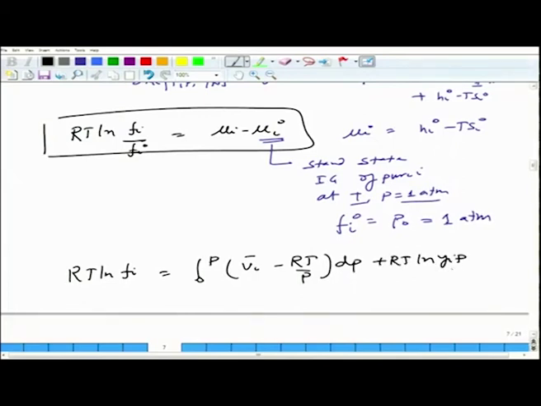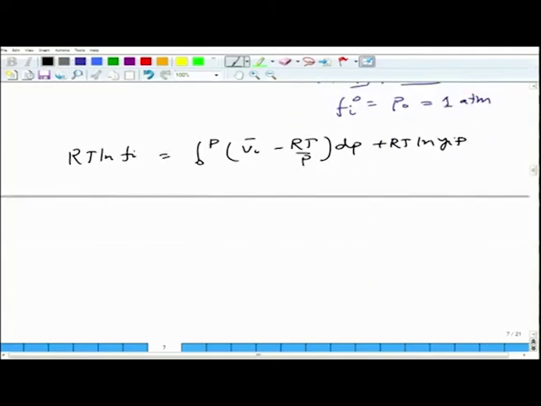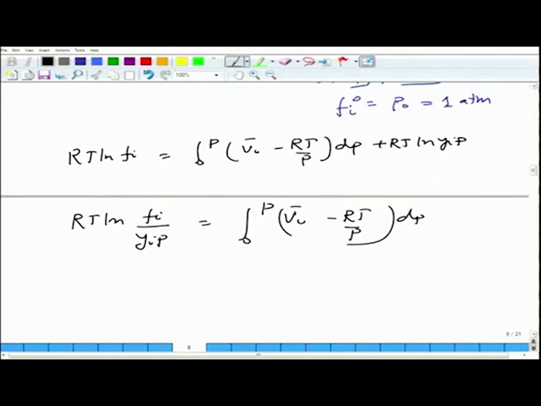So, I am removing this 1 atmosphere because that gets cancelled by fi0, and mu i0 gets cancelled by hi0 minus Tsi0. So, what remains is only this term. This further can be simplified as RT ln fi by YiP equals the integral 0 to P of Vi bar minus RT by P dP. So, I have taken out this expression here, and this comes out in the denominator.